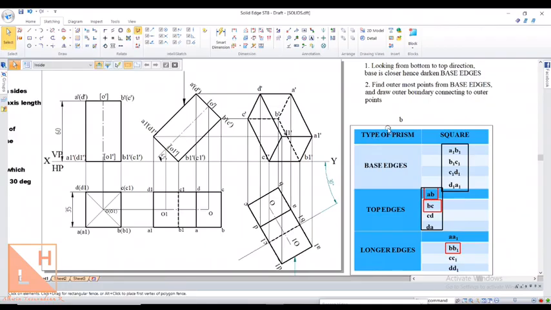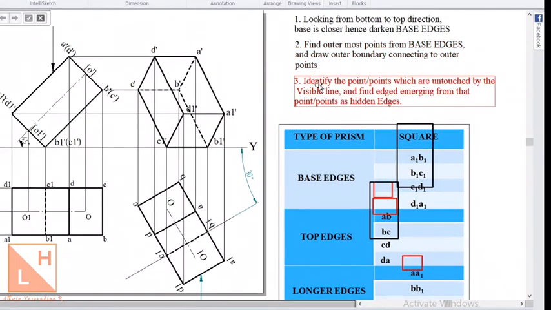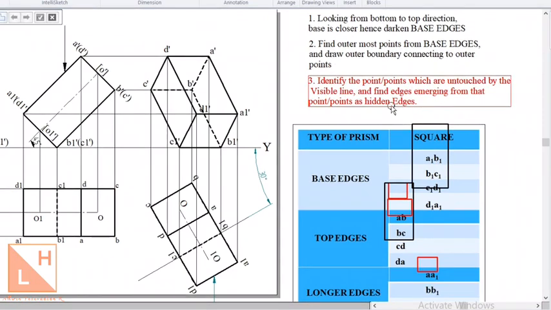So after the 2 steps, what we actually do to identify the hidden edge is the third thing: identify the point or points, in certain cases either 1 or 2 or 3 points, which are untouched by the visible line that we drew from drawing the boundary from the outermost base edge points. After drawing that boundary, the point which is untouched will be identified, and the edges emerging from that point are hidden edges.